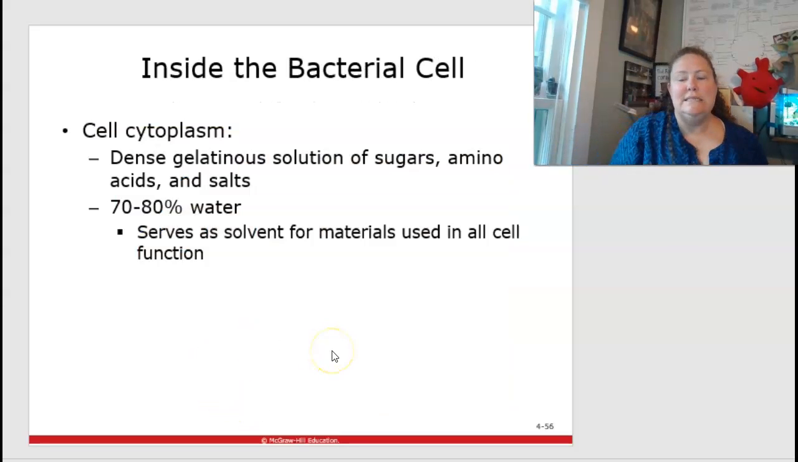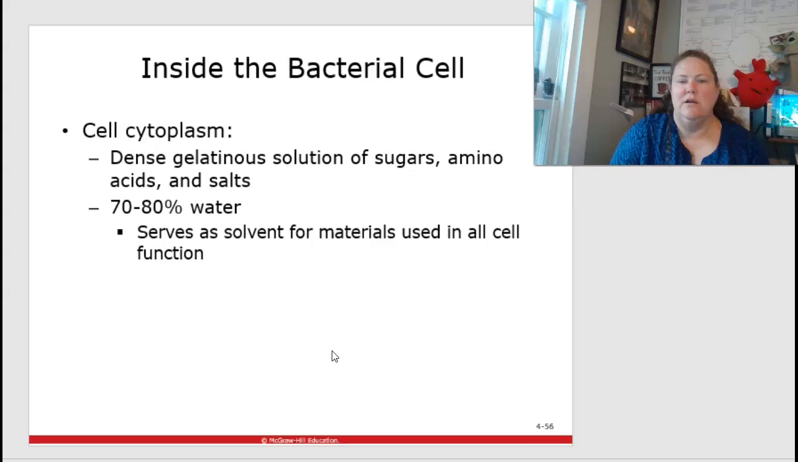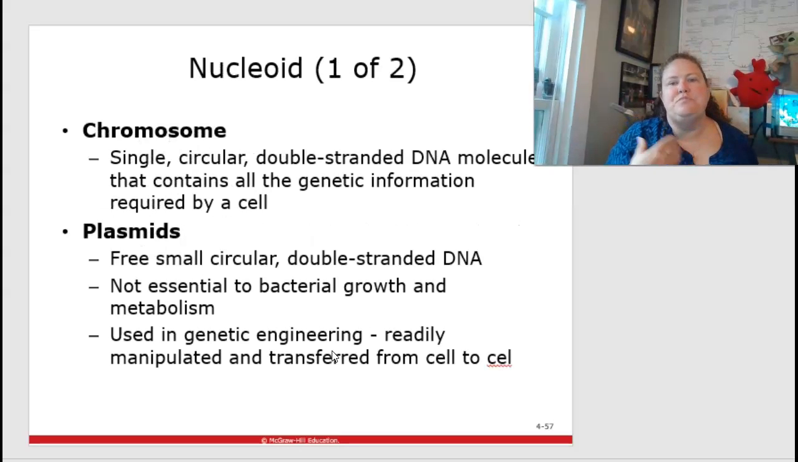All right, inside the bacterial cell is the cytoplasm, which is, like I said, kind of goo. It's a dense gelatinous solution of sugars, amino acids, and salts, and it's about 70 to 80% water. This is why it's important that we keep hydrated. It serves as a solvent for materials used in cell functions.